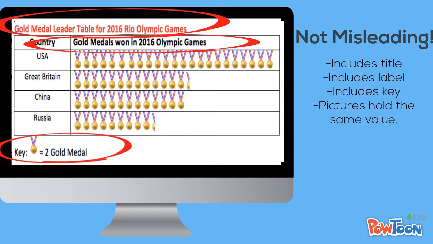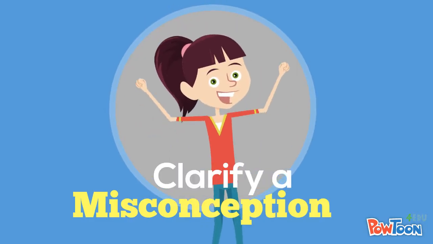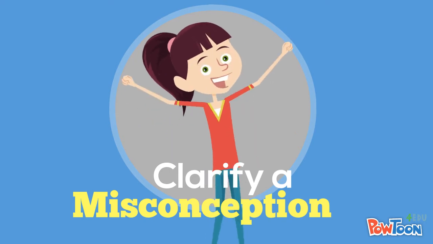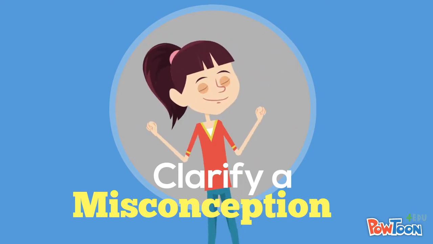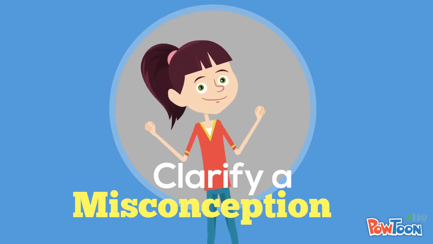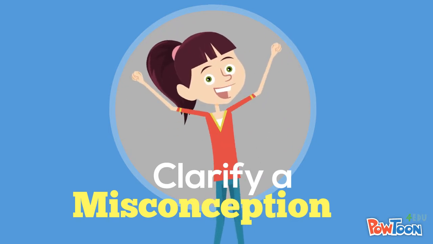The picture in the middle holds the same value for each country, and therefore the graph is a far more accurate depiction of the data and is not misleading. The misconception of not having to include a key can lead to larger mistakes, like the pictures not holding the same value. This mistake has been rectified. Picture graphs must include a title, labels, and a key. Not including these can lead to further mistakes, such as the pictures holding different values, which in turn leaves you with a misleading graph.